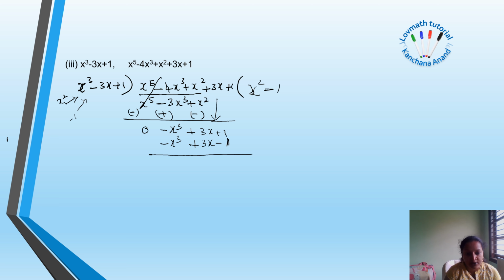Now let us subtract this. Here minus x cube becomes plus x cube. Here plus 3x becomes minus 3x, and here minus 1 becomes plus 1. Here x cube and minus x cube get cancelled. Here also plus 3x and minus 3x get cancelled. And 1 plus 1 is 2. Here the remainder is 2.